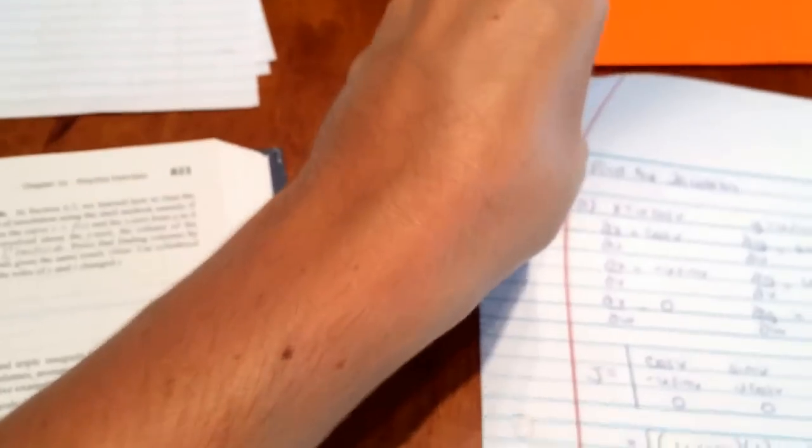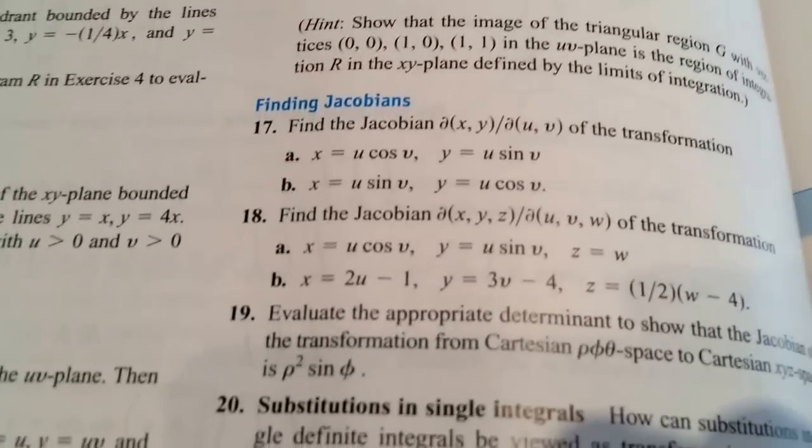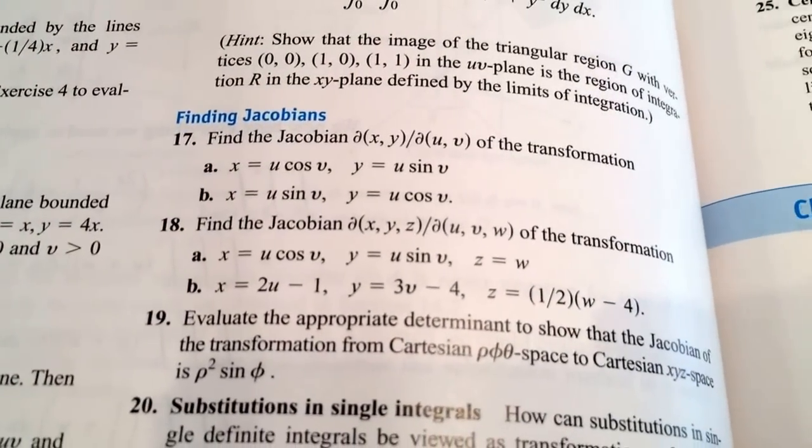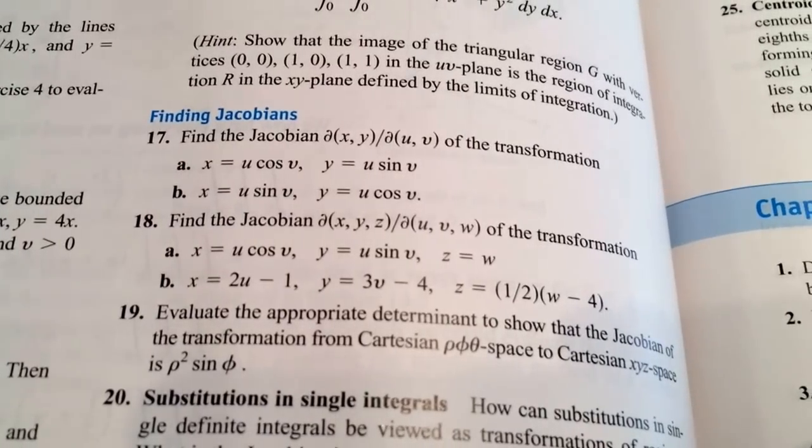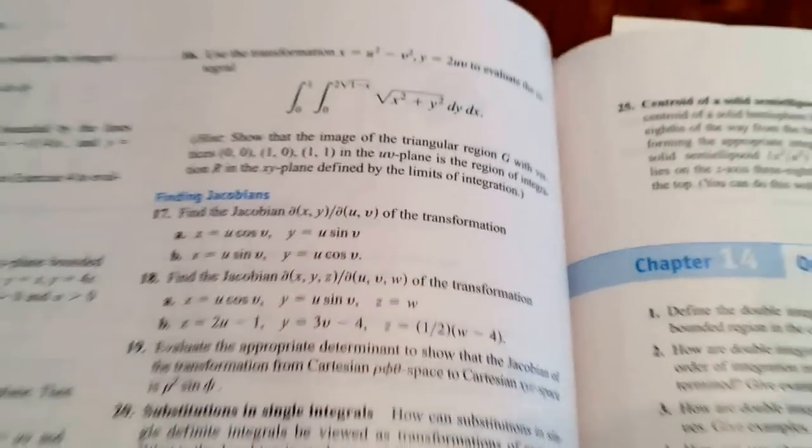All right, so last one, I think. Yeah, I didn't want to lie to you. Okay, Jacobian for 3-dimensional transformation. So I'm going to do part A with you, and then I'm going to let you pause the video and do part B by yourself.